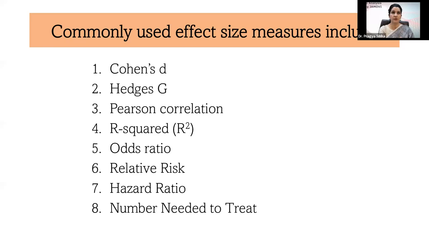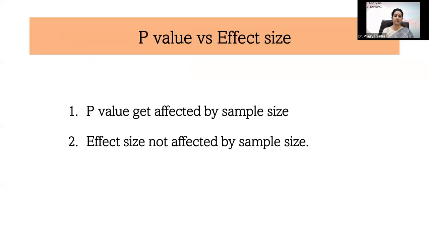So the commonly used effect size is Cohen's D. We will use this Cohen's D because JAMOVI gives it as an option in the case of an independent sample t-test. There are other measures of effect size when we see the ANOVA. But here, the other types of effect sizes are like Hedges' G, Pearson's correlation, R-square. The odds ratio and relative risk are also types of effect size, and hazard ratio, number needed to treat. These are the various measures of effect size. But in today's session, we'll see Cohen's D.